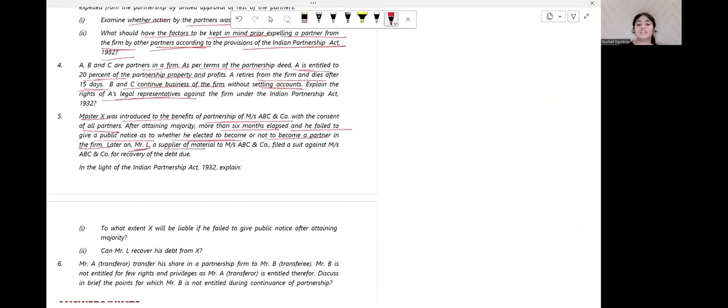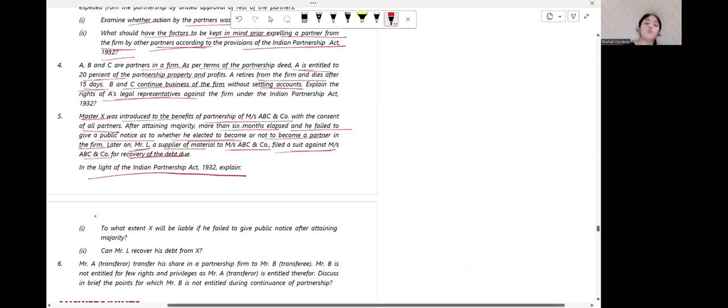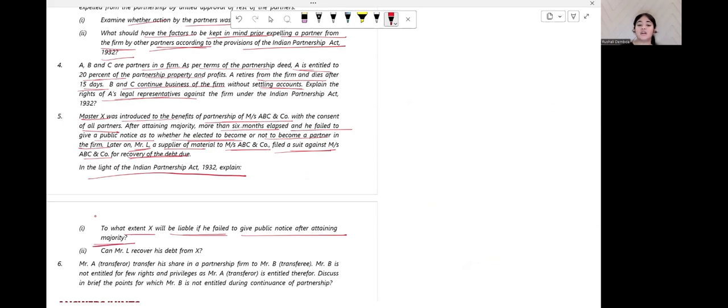Later on, Mr. L, a supplier of material to Messrs ABC and Company, filed a suit against ABC and Company for recovery of debt due. In the light of the Indian Partnership Act 1932, explain to what extent X will be liable if he failed to give a public notice after attaining majority. And the other one is, can Mr. L recover his debt from Mr. X?